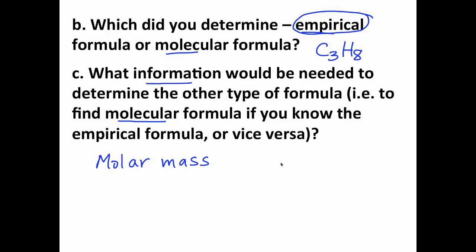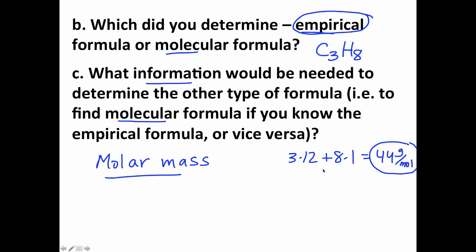And the molar mass, well, notice that C3H8 is going to be 3 carbons, so 3 times 12 roughly, and then 8 hydrogens, so 8 times 1 roughly. So this is about 44 grams in 1 mole. And for the formula, 44 grams per mole, since the empirical formula has a mass of 44 grams per mole, if we find that the molar mass is 44 grams per mole, we know that that's the molecular formula.